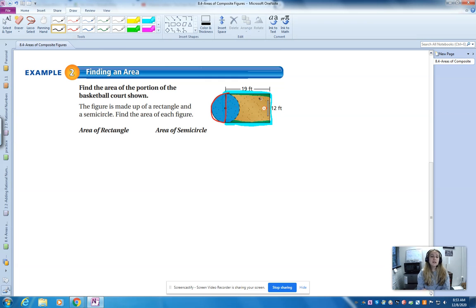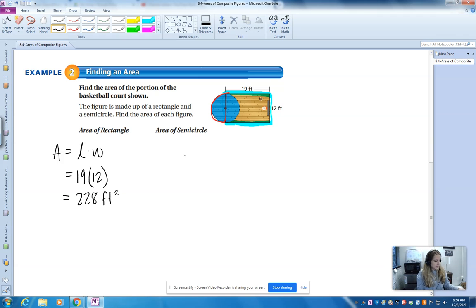Let's do it. The area of a rectangle is just length times width. My length of the rectangle is 19 and my width is 12. To get the area of the rectangle, I'm going to do in my calculator 19 times 12. That's going to give me 228, and I use my units, feet squared.